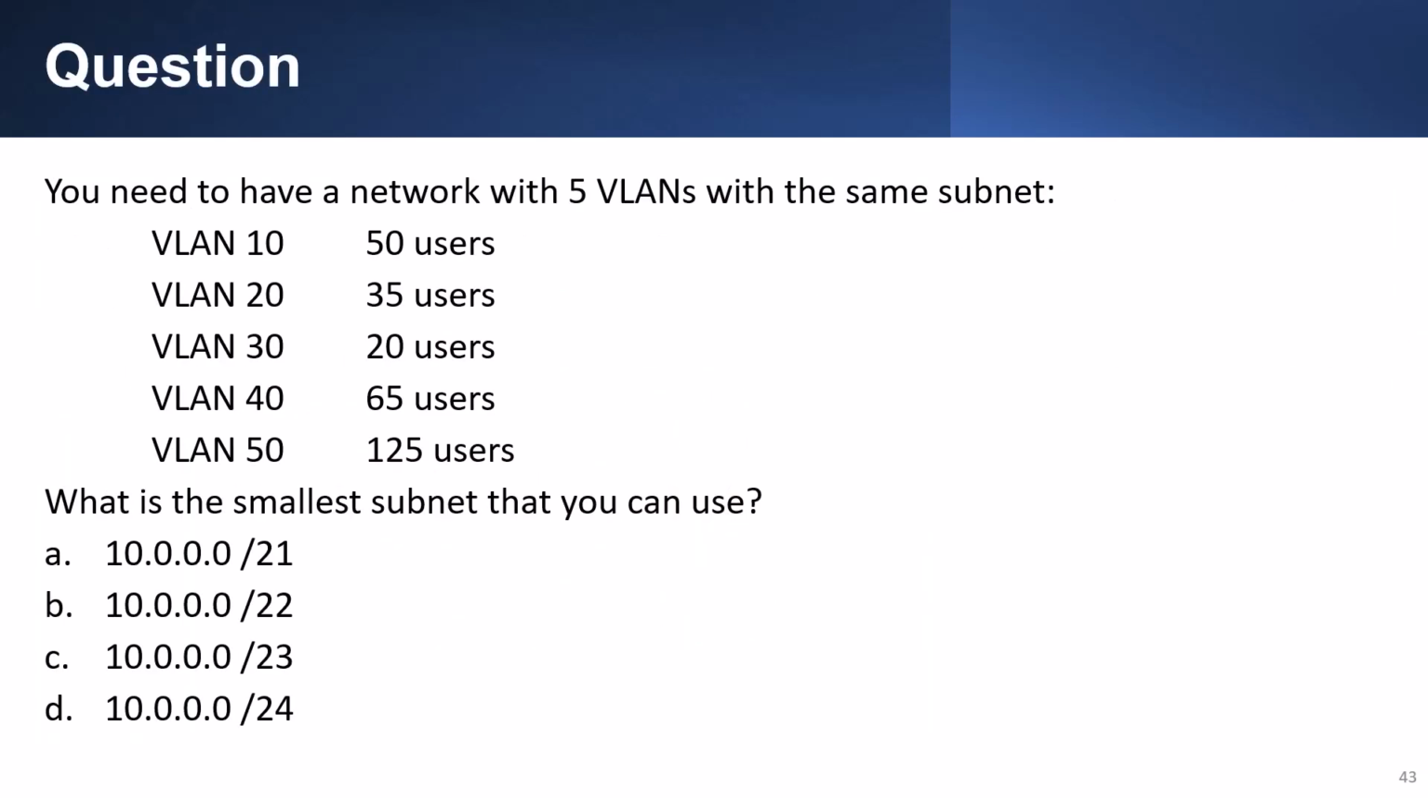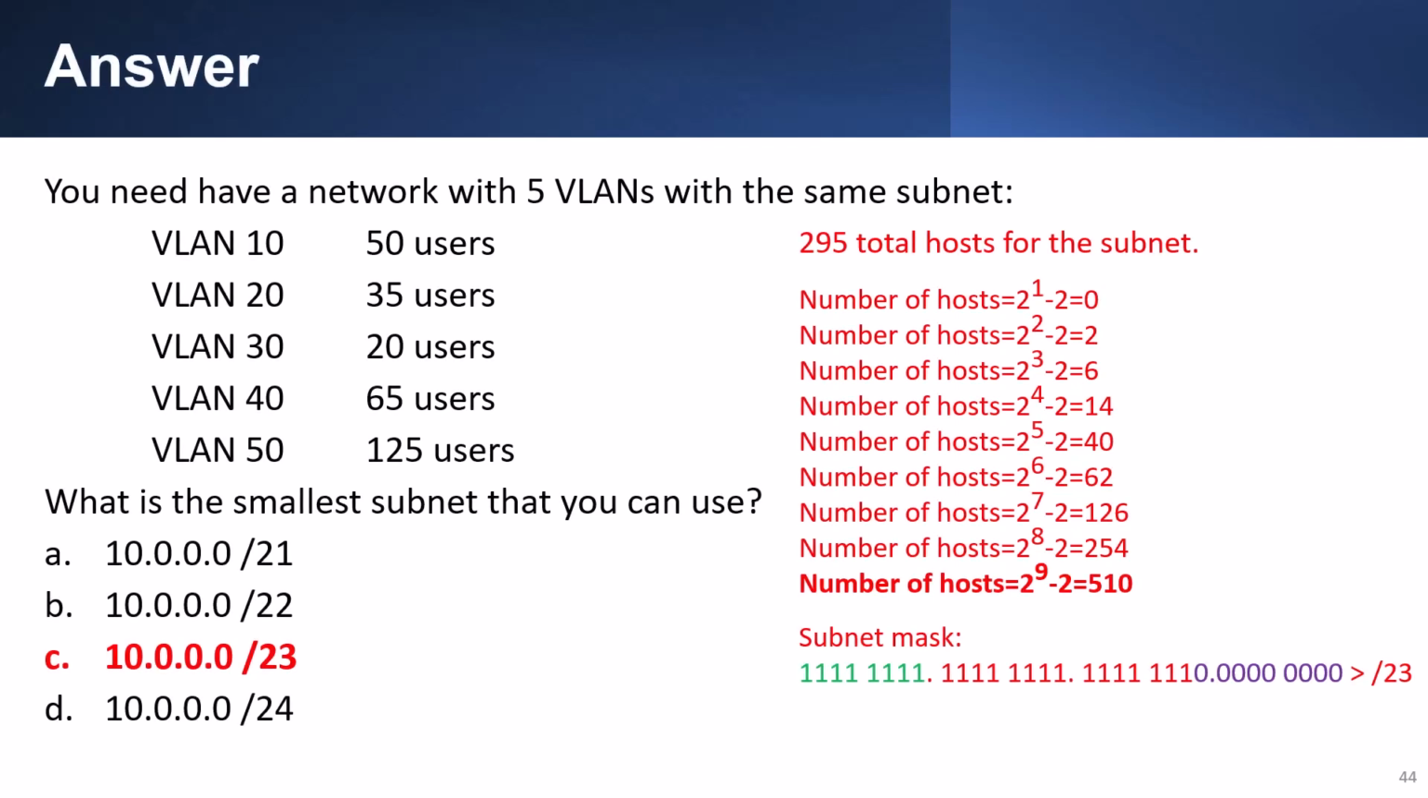Question. You need to have a network with 5 VLANs with the same subnet as shown on the screen. What is the smallest subnet that you can use? While each group of users will be within their own VLAN, it is stated as the same subnet, and there's a total of 295 users or hosts. During our calculations, we increase the number of hosts until we get to a number that is 295 or larger, which gives us 9 host bits, which leaves us with 23 network bits, or CIDR notation /23.